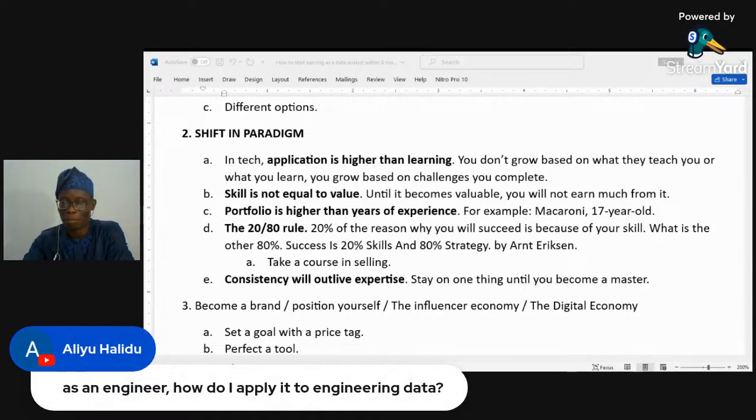Somebody says, as an engineer, how do I apply it to engineering? As long as we understand what data is, we'll discover that you can apply data anywhere. Data means information, facts. So if you're an engineer, maybe you're in charge of a station, and there's a time to turn off a particular valve and a time to turn on a particular valve.